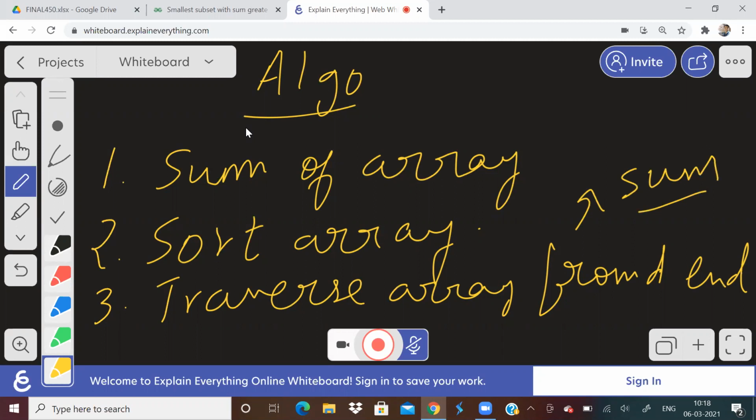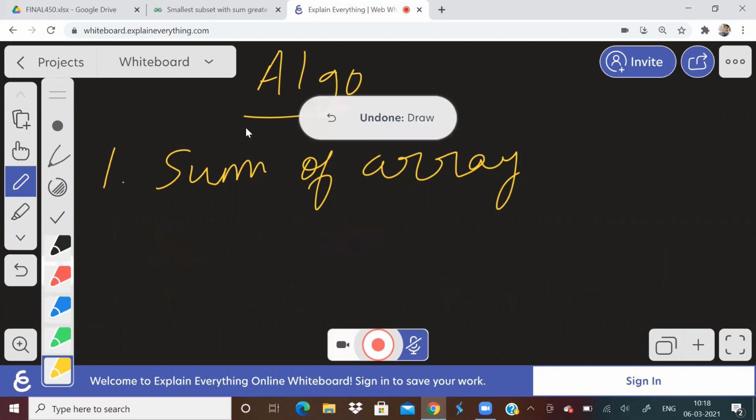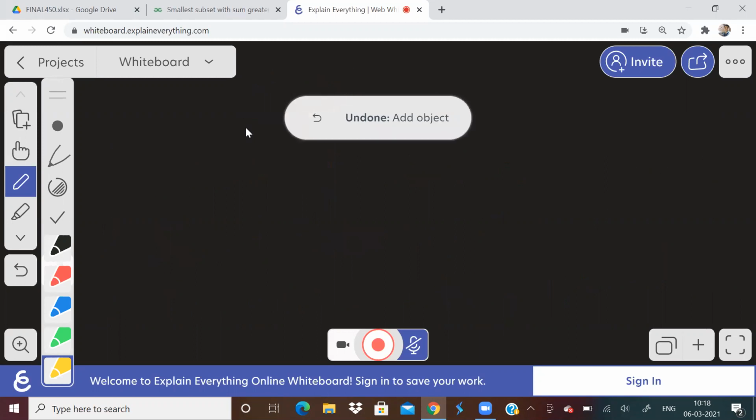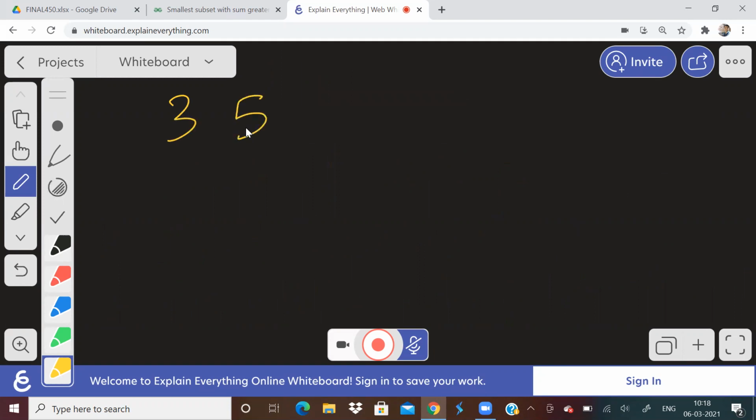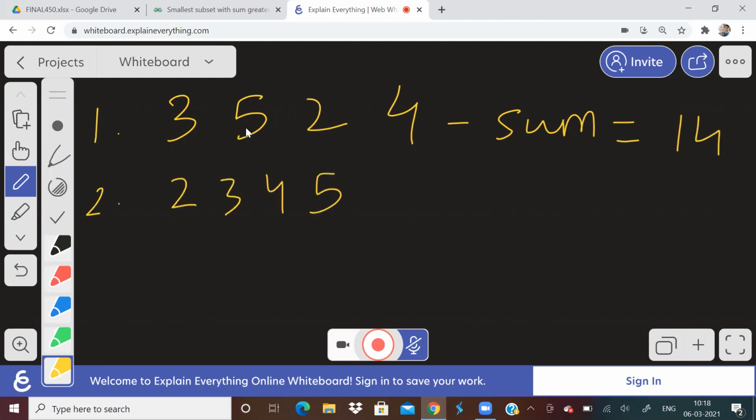Let me explain with an example why I am traversing the array from the end. Let us take a random example: 3, 5, 2, 4. What is the sum of the array? Step 1 was to find the sum of all elements of the array. Sum is equal to 14. The second step is sort the array: 2, 3, 4, 5. So the array is sorted.